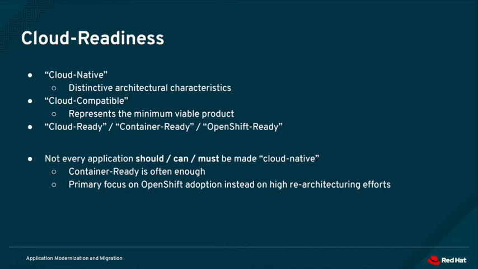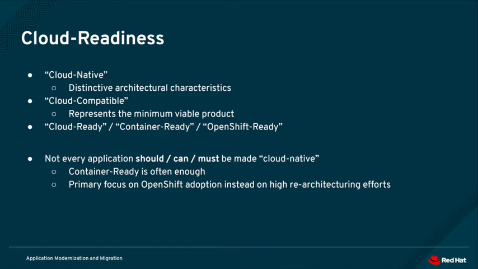And then let's talk about the cloud readiness part of it. There are a lot of terms over here: cloud native, cloud compatible, cloud ready, OpenShift ready. By the way, OpenShift is Red Hat's container technology platform. We'll cover that in a bit more detail, but let's clear this terminology. There is often a confusion between these cloud related terms. Cloud native means it is distinctively built upon cloud related architectural principles and characteristics. Cloud compatible is something which may not have been built that way, but by its nature can have a minimal viable sense of running on a cloud environment.